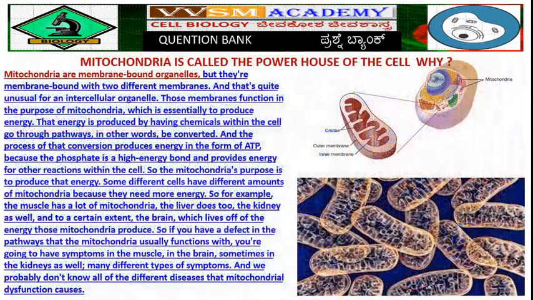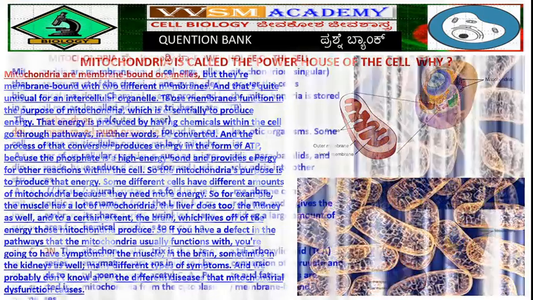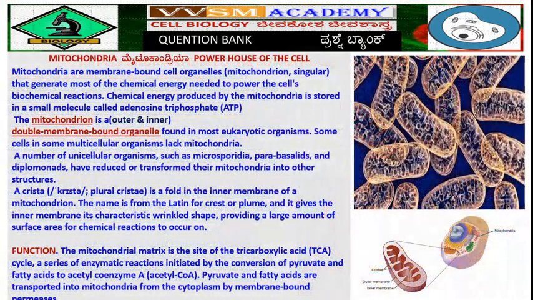What is the important function of the mitochondria? The important function of the mitochondria is as the site of the tricarboxylic acid TCA cycle, a series of enzymatic reactions initiated by the conversion of pyruvate and fatty acids to acetyl coenzyme A. Pyruvate and fatty acids are transported into mitochondria from the cytoplasm by membrane-bound transporters.